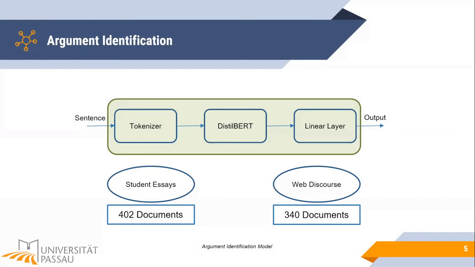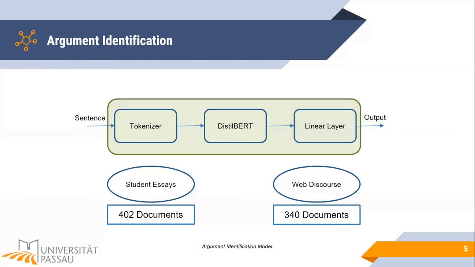So let's have a closer look into the argument extraction component. Our argument identification module is based on fine-tuning the DistilBERT transformer. On top of the base DistilBERT model, we place a linear layer that outputs a vector of size 2 for the binary classification of sentences.